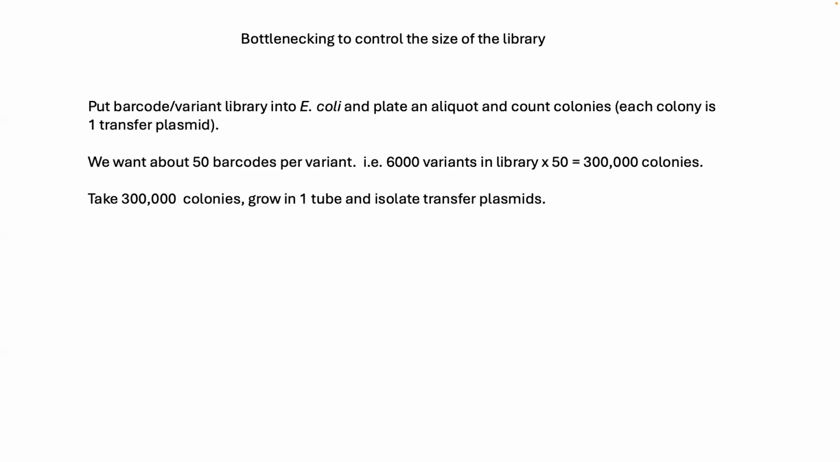Okay, so let's say we get 50 colonies, and that's 0.01% of our mixture. So we have 50 times 100. We have this many plasmids. So we want the number of plasmids divided by the number of variants to be about 50. And then statistically, we'll have about 50 barcodes per variant. Try to think about that. It's not that complicated. Each barcode, you tell me the barcode, I tell you the variant, but we don't need thousands of barcodes for each variant. 50 is good enough. We do this by bottlenecking.